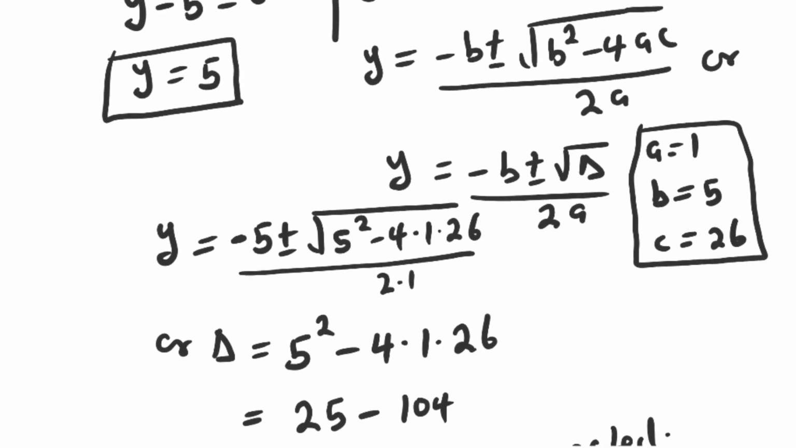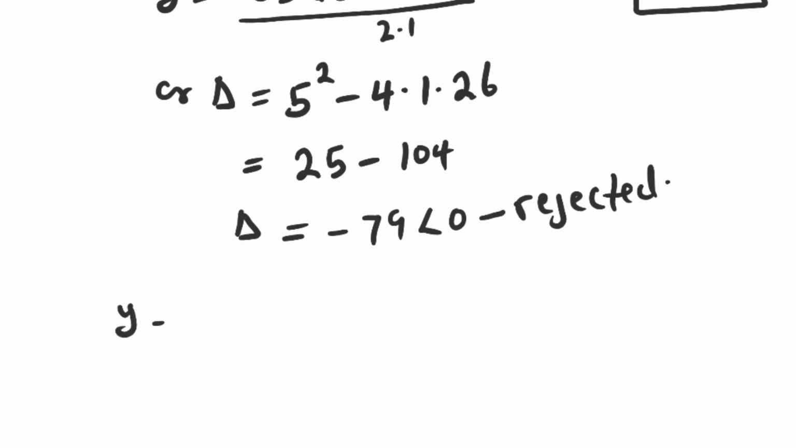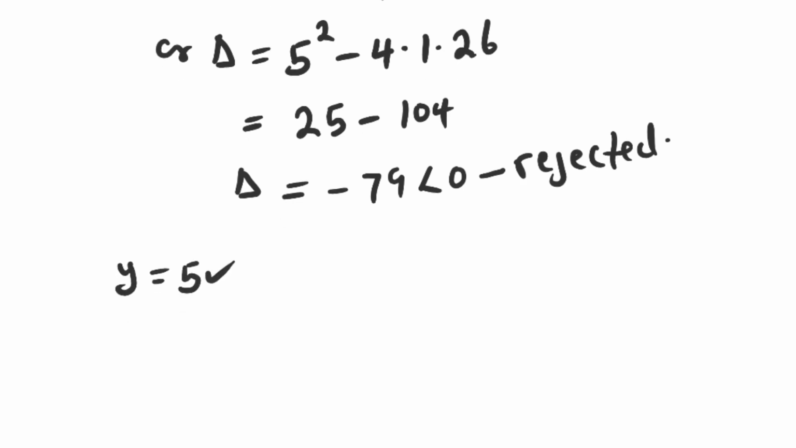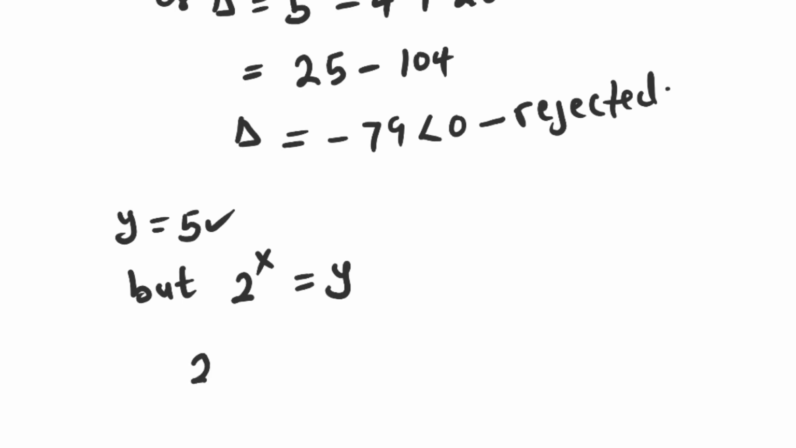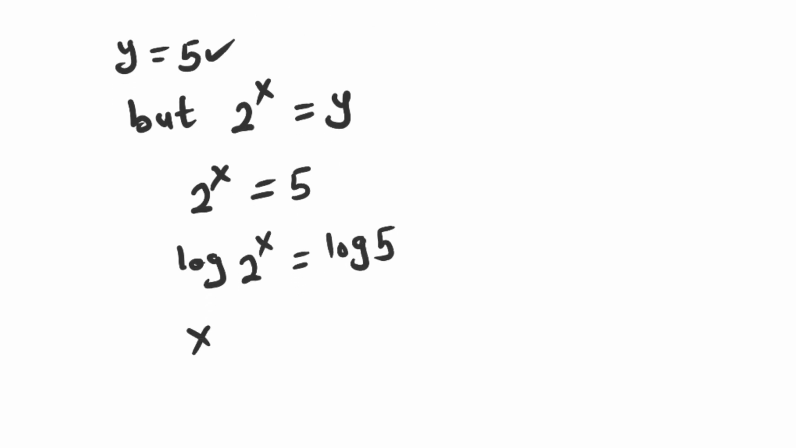Then the only real solution we have is y is equal to 5. But 2 raised to power a is equal to y, then 2 raised to power a is equal to 5. Let us take the log on both sides of this equation. We have log of 2 raised to power a is equal to log 5, and this is a log 2 is equal to log 5.